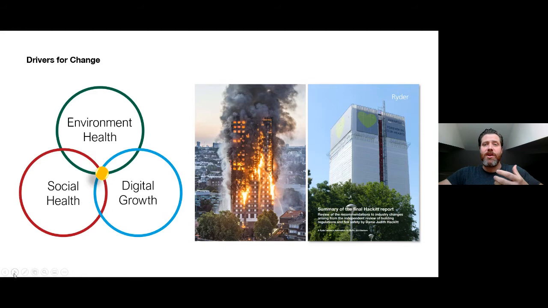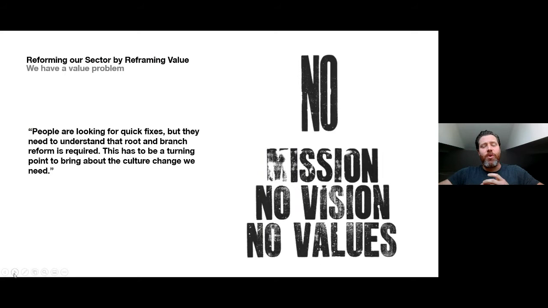Part of the work that came out of the Hackitt review was very closely followed by a Procuring for Value report by the Construction Leadership Council and Anne Bentley. A key statement here is that people are looking for quick fixes constantly, and what we need to understand is that root and branch reform is absolutely required. This has to be a turning point within our industry to bring about cultural change. This has been recognised and reiterated in a number of government reports, but it boils down to the fact that we have very little vision for what we want for our industry and sector in the future, and we have a bit of a value problem.